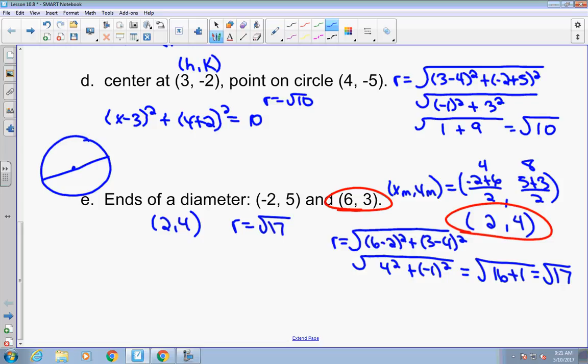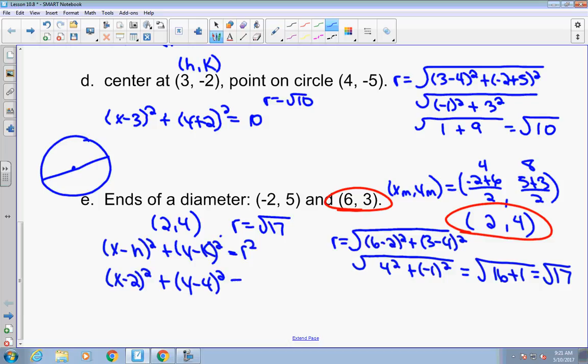So here's my formula again. X minus h quantity squared plus y minus k quantity squared equals r squared. So what's that going to look like? X minus 2, it takes on the opposite sign. So x minus 2 quantity squared plus y minus 4 quantity squared equals radical 17 squared. When you square radical 17, it's 17. Any questions on what we did there?